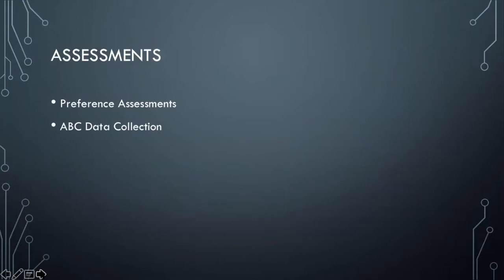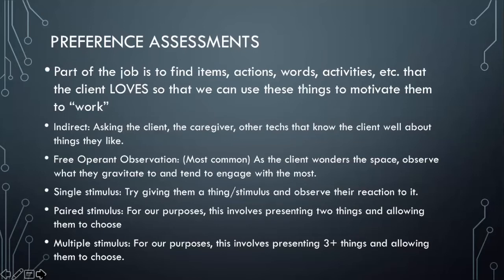Okay, so our next section in the task list is assessments. We're basically only going to talk about two because it's all the task list asks for, and that is preference assessments, which I know you guys are super bomb at, and then ABC data collection. So to start with preference assessments, even though I already know that you guys know this, just for the presentation, it is part of our job, and it is so important to find things that our client likes, which sounds so dumb and so easy, but it's so important.